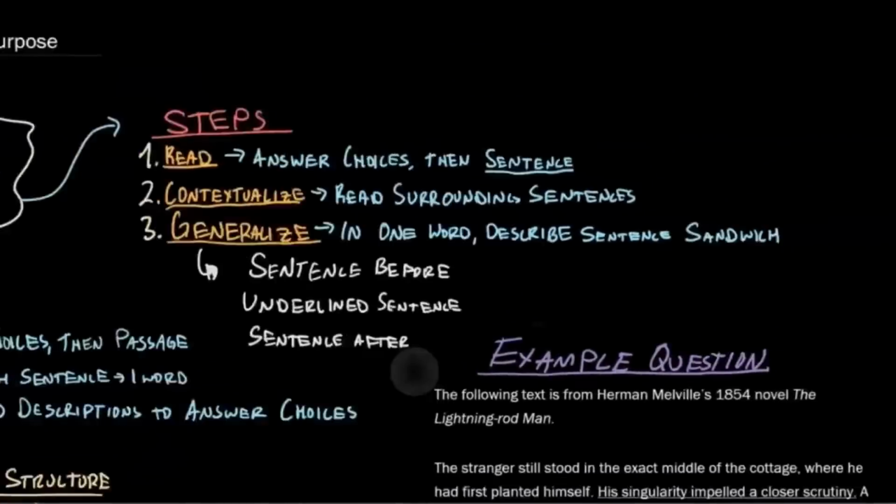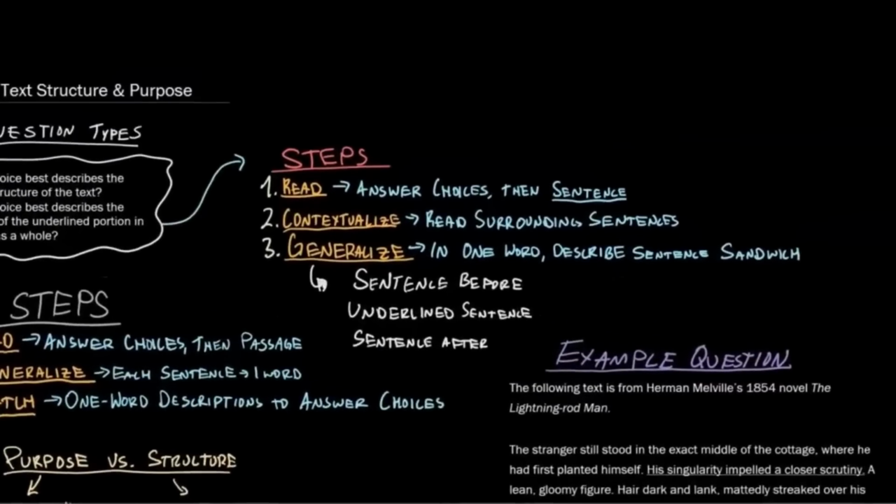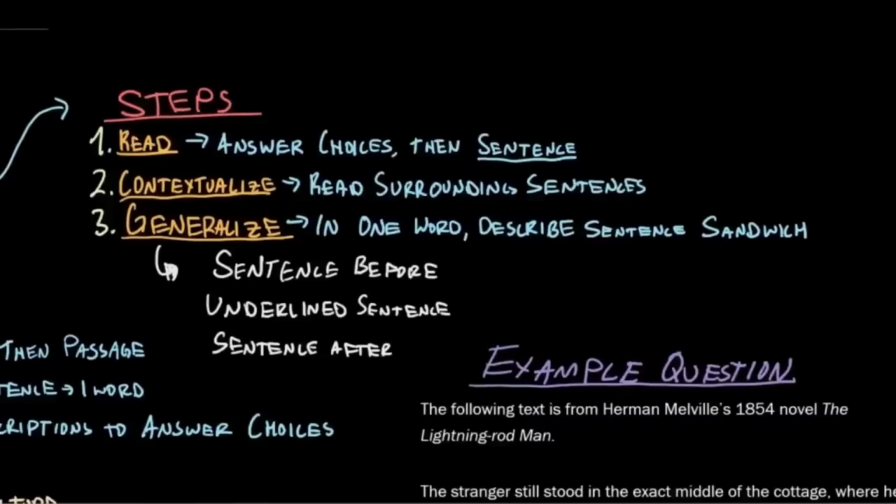Now let's take a look at a different problem, right? Kind of similar. Which choice best describes the function of the underlined sentence as a whole? So the first thing you do is read the answer choices, then you read the sentence, and then you read the surrounding sentences. So we're going back to that sentence sandwich, okay? And then we're gonna do it in one word, all right? We're gonna describe our sentence sandwiches. So each of these words is gonna have one sentence description. Our sentence sandwich is the sentence before, the underlined sentence, and the sentence after.